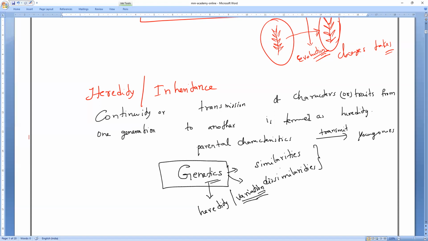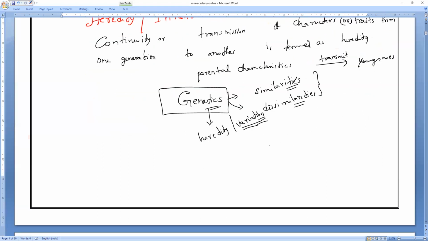So it's not that you are getting it because of surroundings. It is actually heredity. It is actually genetics. That is what heredity is about. Heredity makes the similarities as well as dissimilarities. What kind of variations we are getting, what kind of heredity we are getting.